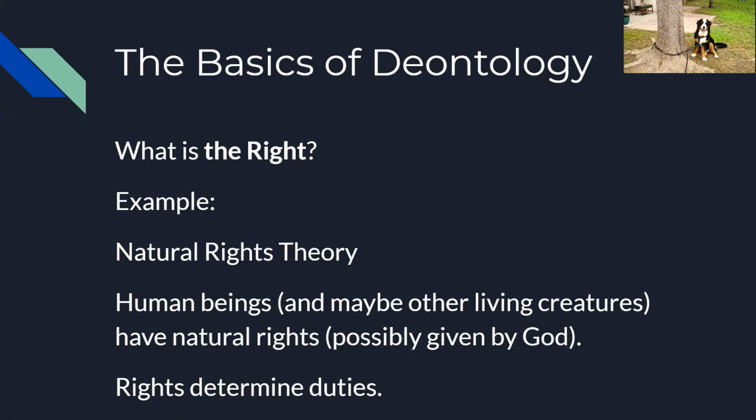The natural rights theory. A natural rights theory says that human beings and maybe other living creatures have natural rights, possibly given by gods. And the idea here is that the rights that these human beings have determine the duties that other beings have. So if I have a right to not being injured by anyone else, not having my bodily autonomy or my freedom infringed upon, then that means that you have a duty not to infringe upon my freedom. Another version of a basic deontological view is that somehow we have rights, given to us by God, or they just naturally happen to exist. And that determines the duties that we have, and if we follow our duties, then morality kind of follows with that.